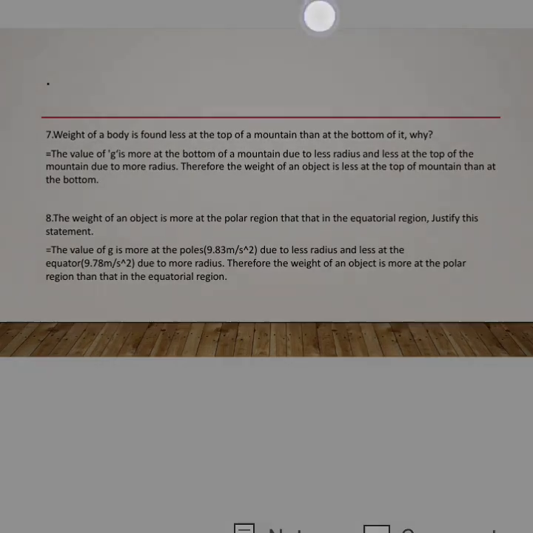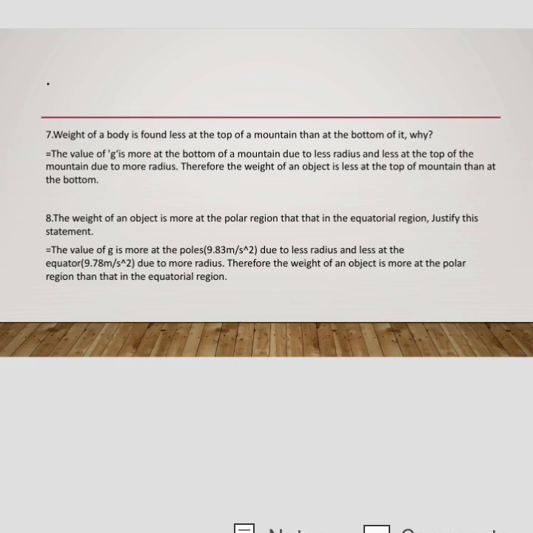Here, the simplest method to justify which place has more weight is to mention that this place has more value of g due to less radius, and after that it will be very easy.